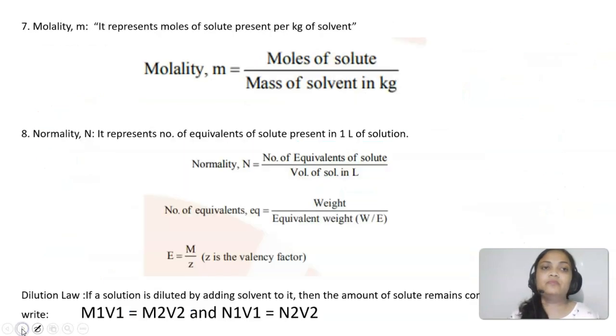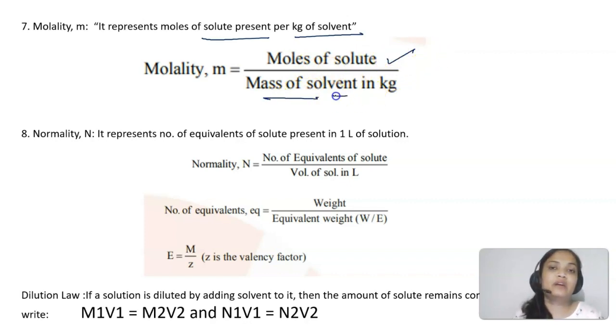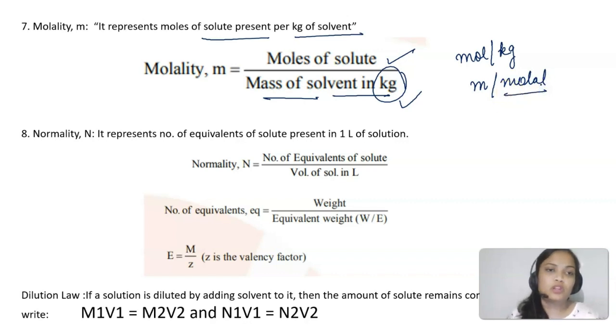Okay, next is molality. Molality means the number of moles of solute present per kg of solvent. So here we take the number of moles of solute and divide it by the mass of solvent in kilograms. Keep that in mind. Again the units will be mole per kilogram, and it is represented by small m, or we say molal, like 5 molal solution, 2 molal solution, like that. This will not depend on temperature because mass is involved, and mass does not change with temperature.